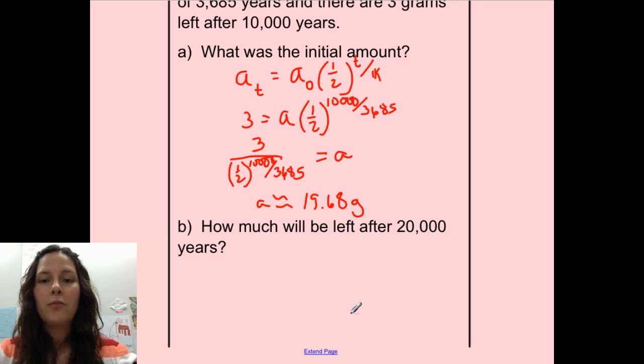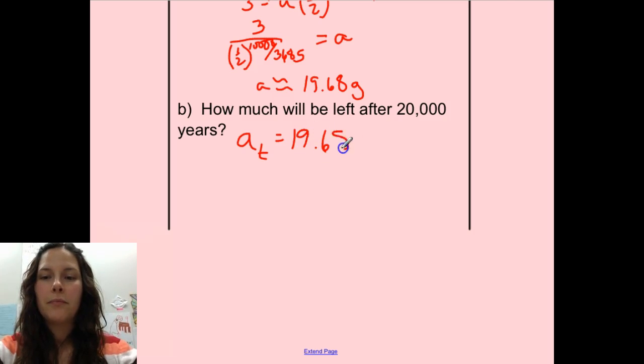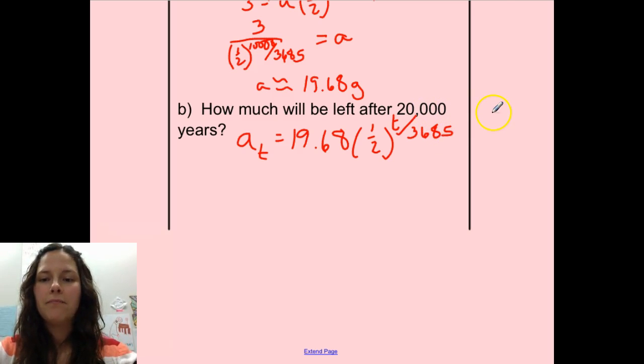Using that information, we can then answer how much will be left after 20,000 years. Substituting that value into our formula, A sub t equals our initial amount times 1/2 to the t over our half-life, 3,685. So now the two variables are time and the amount after time. In this case, we know the time. We're solving for how much will be left. So we're going to substitute 20,000 for t.